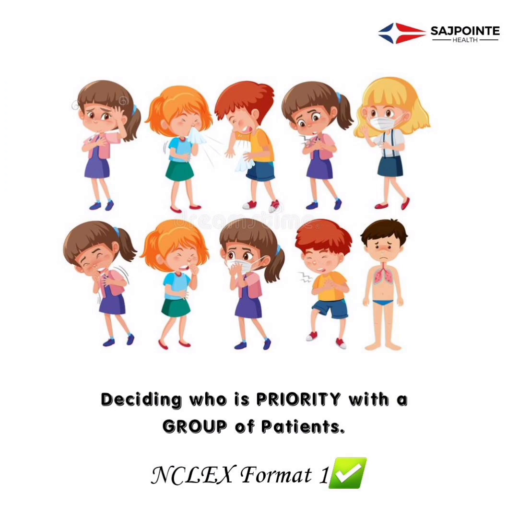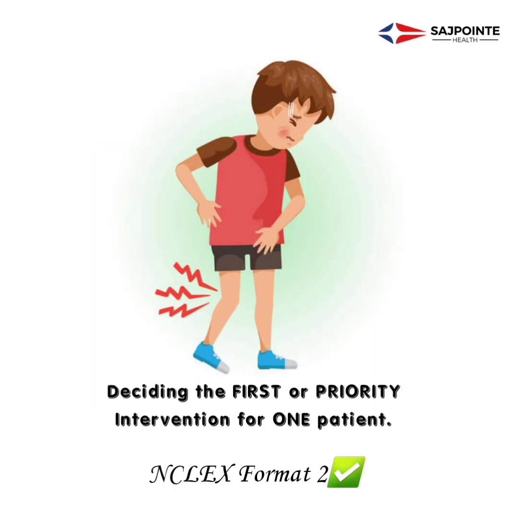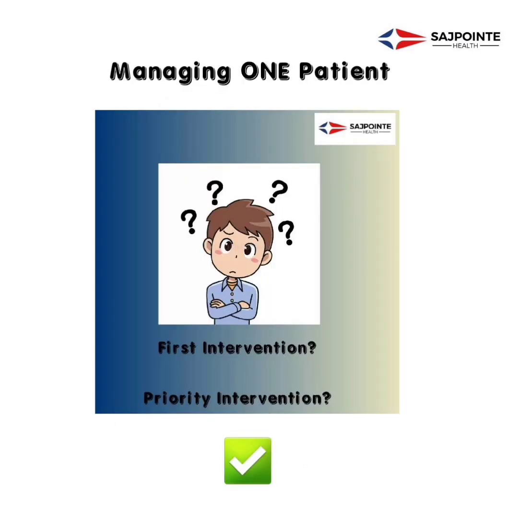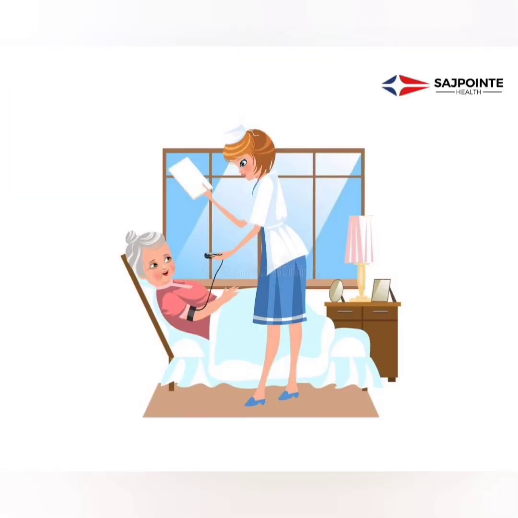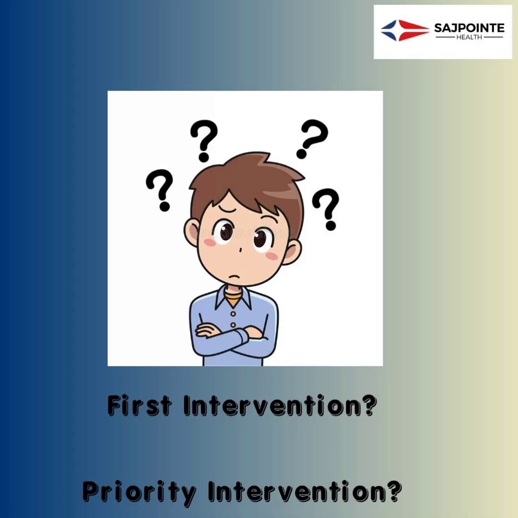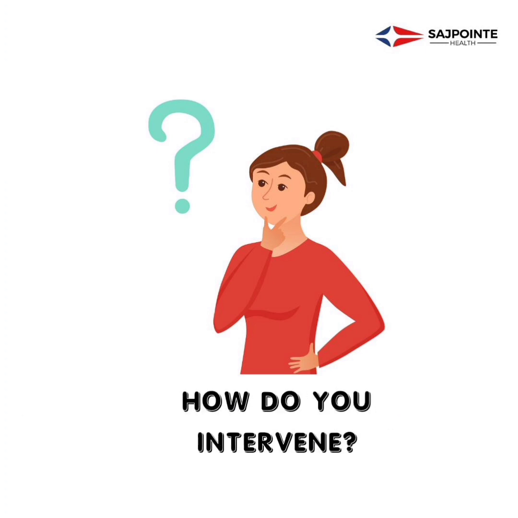Managing a group of patients, you wouldn't really see questions coming in the form of first intervention and priority intervention. No. Management of one patient is where you find questions such as what is the first intervention and what is the priority intervention. So we're going to be talking about management of one patient. This category of questions comes from managing one patient that is assigned to you, and they're asking you, what's your first intervention to take care of this patient? What's your priority intervention? What is your most important intervention? How do you intervene?